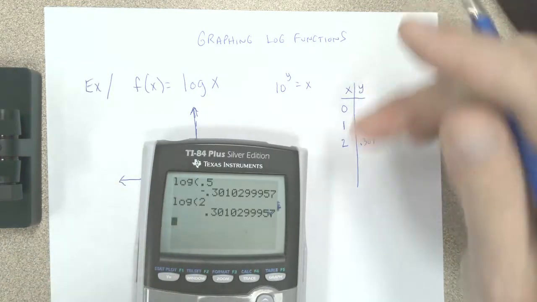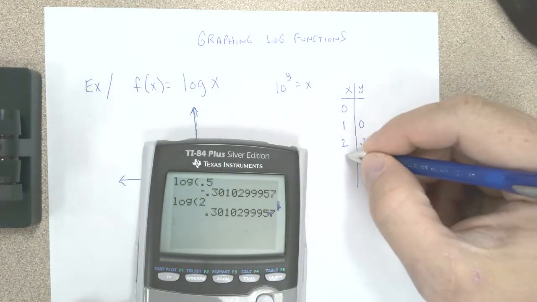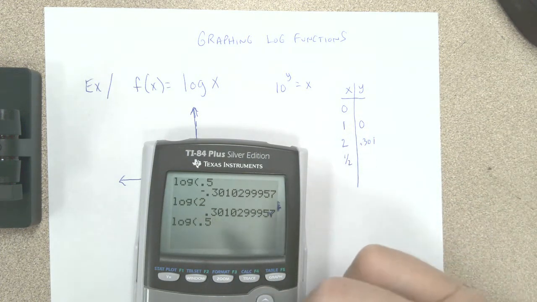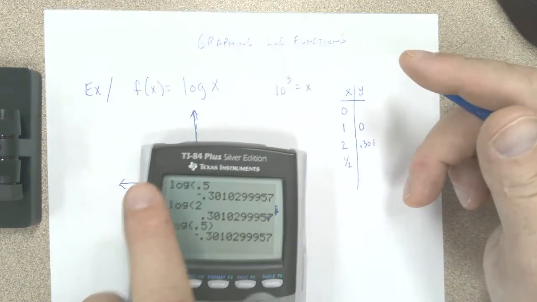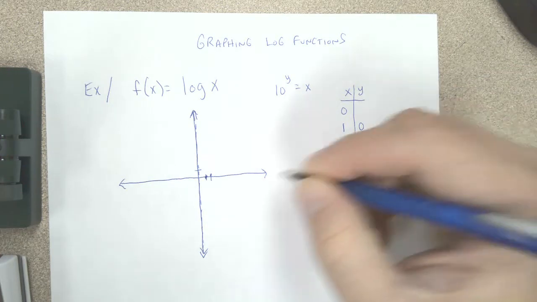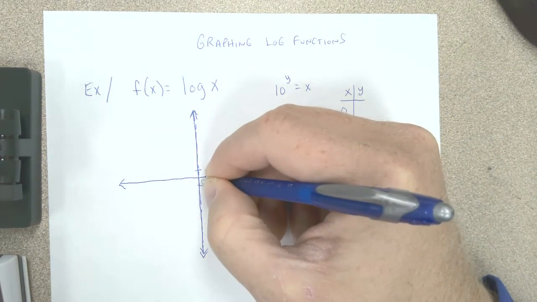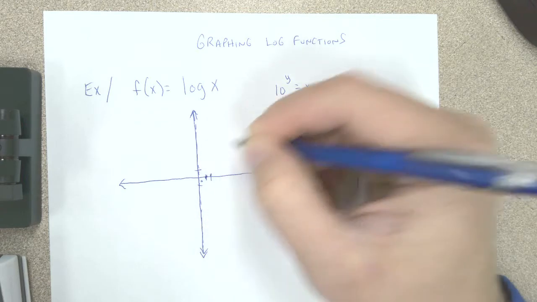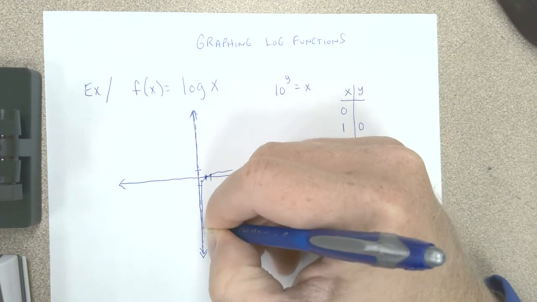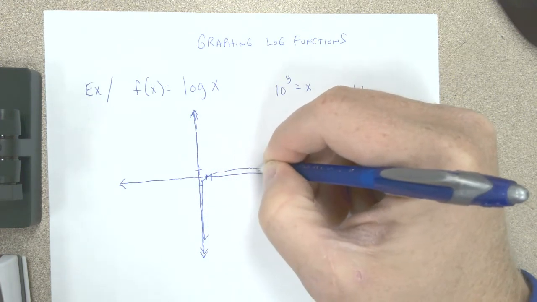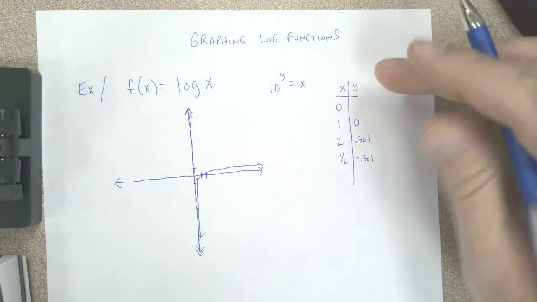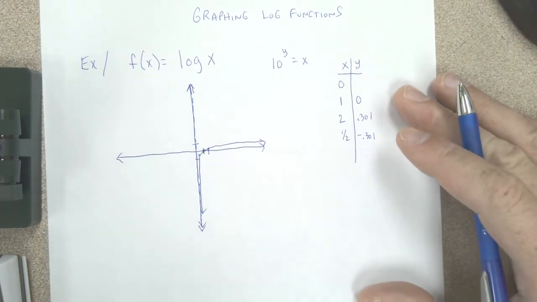If I put in the log, let's say of 1/2, let's do the log 0.5, and enter. That's going to be negative 0.301. So 1/2, I'm going to be right about here. So my graph is going to look something like this. It's going to approach the y-axis. It's going to continue to increase as we go there. So that's my basic curve for my log function.